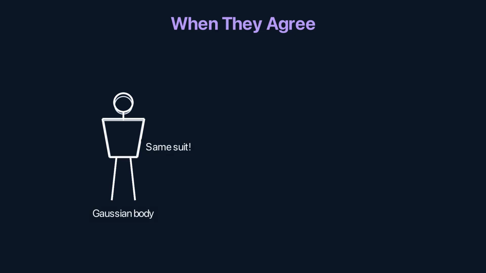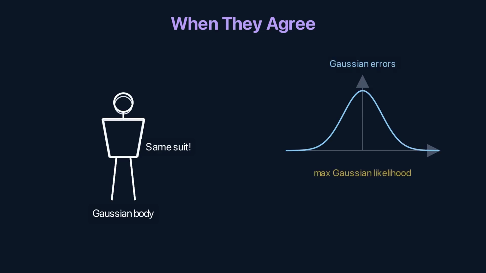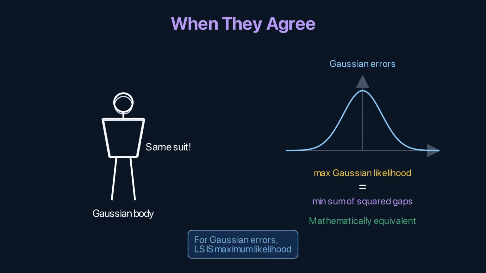For a perfectly average client, Gaussian body shape, the least squares suit and the maximum likelihood suit are identical. This isn't coincidence, it's a mathematical theorem. When the residuals are normally distributed, maximizing the Gaussian likelihood is algebraically equivalent to minimizing the sum of squared residuals. The 2 formulas produce the same answer. This is why least squares has been so successful. For most well-behaved data with Gaussian errors, it is maximum likelihood.